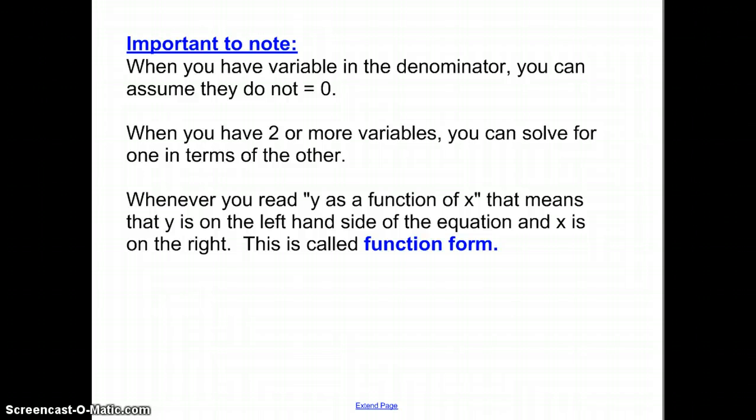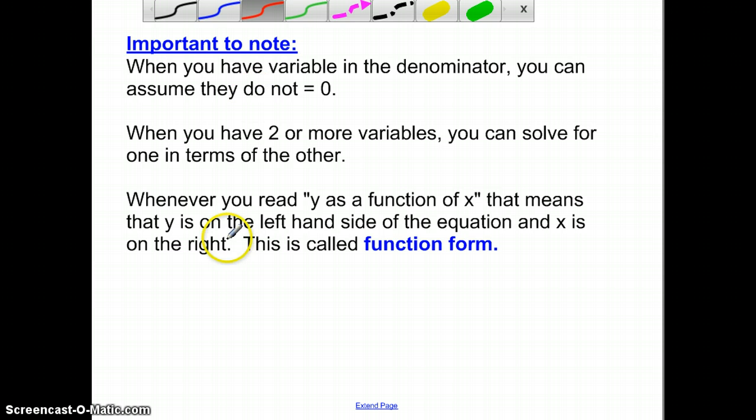Whenever you see y as a function of x, that means y is on the left-hand side of the equation and x is on the right. In other words, x is the independent variable and y is the dependent variable. What you set for x determines what y is. Y depends on x. This is called function form, and I know you've seen function form before.